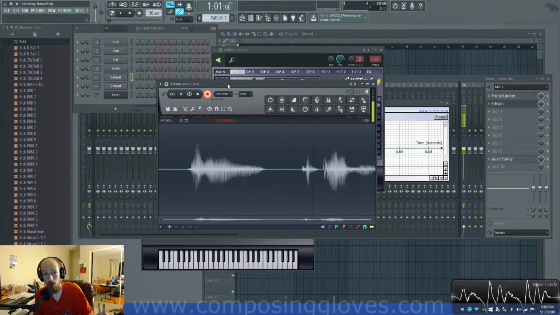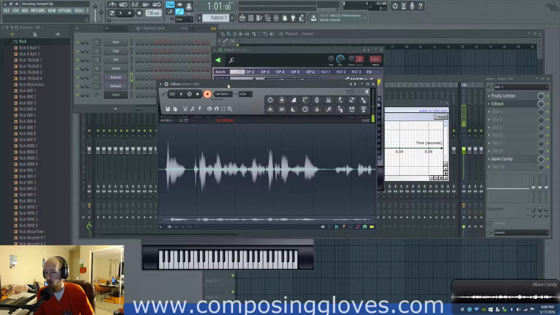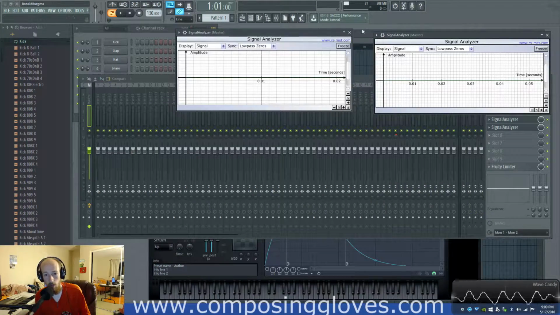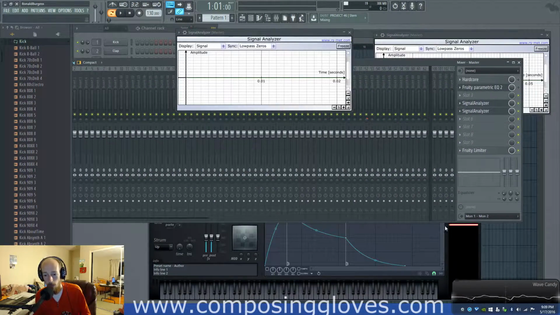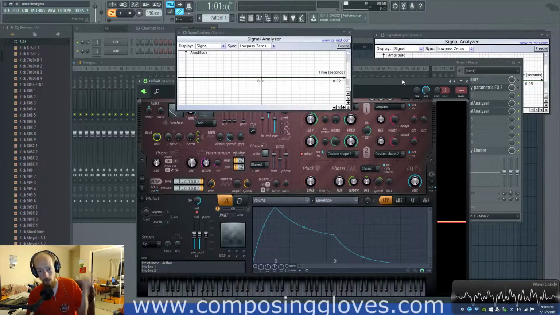Hey, Composing Gloves here, and today in this Sound and Synth Basics series, we're going to be talking about the idea of pitch. In the last video, we talked about sine waves, and it's super important that we understand sine waves. Now we're going to talk about fundamental tones.